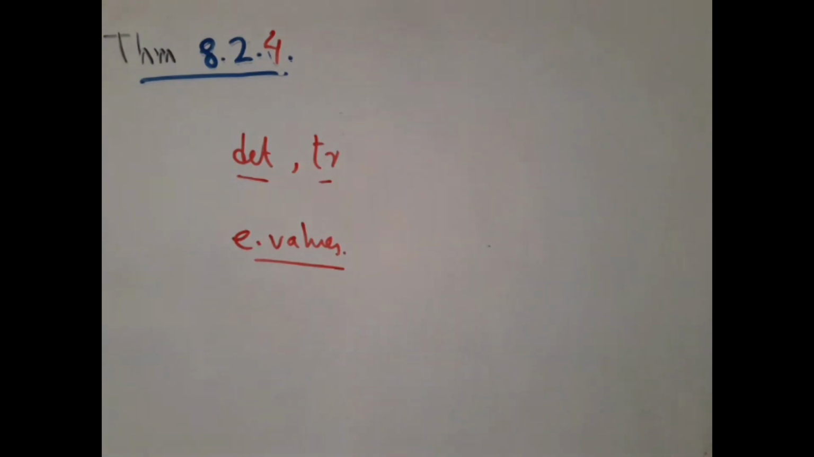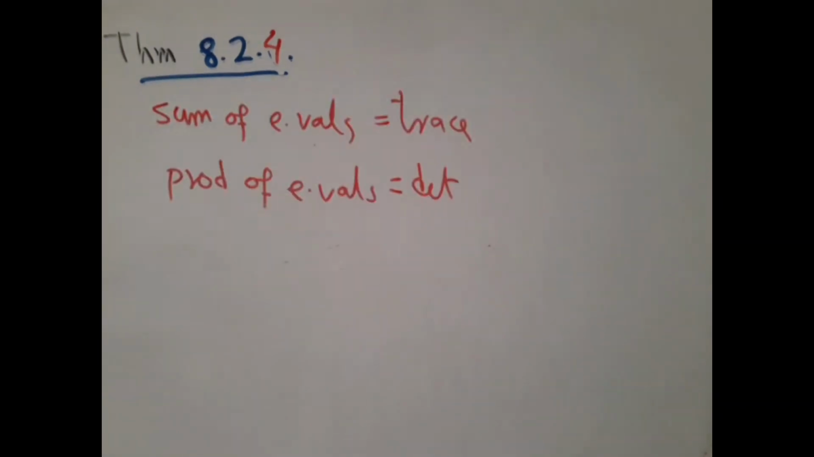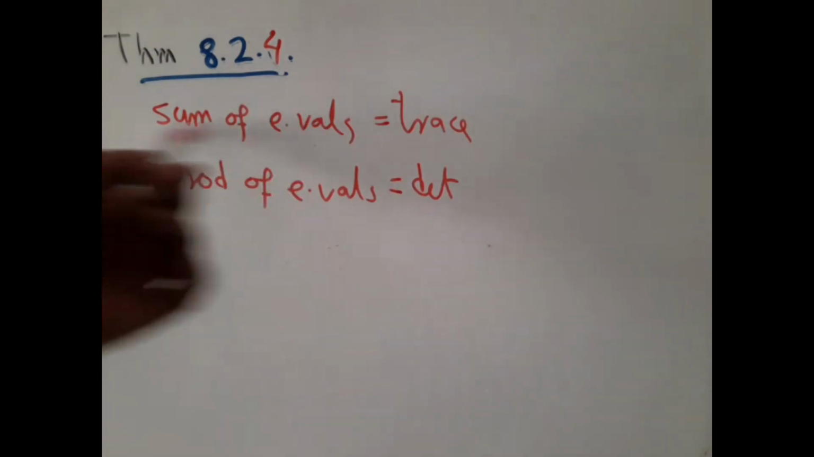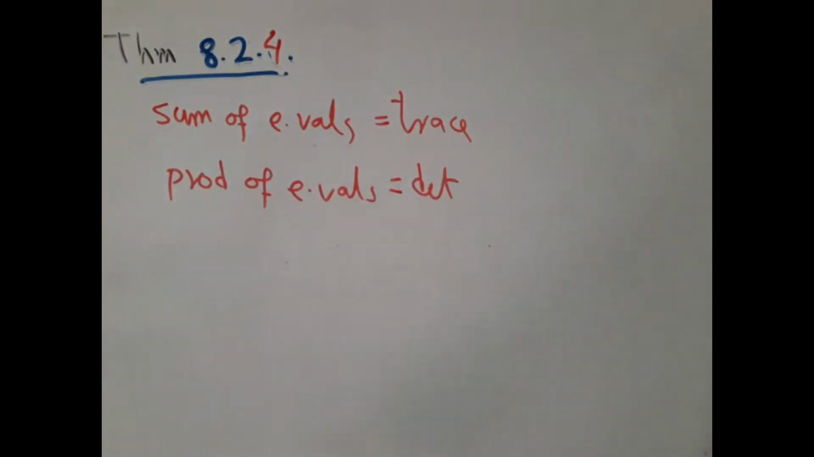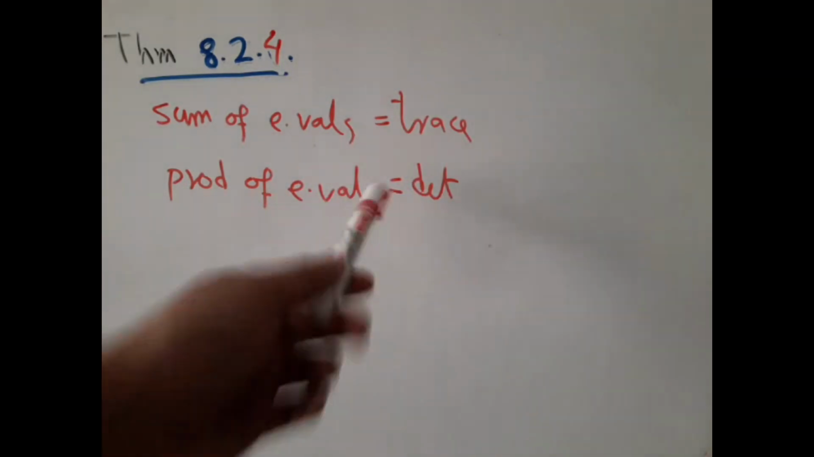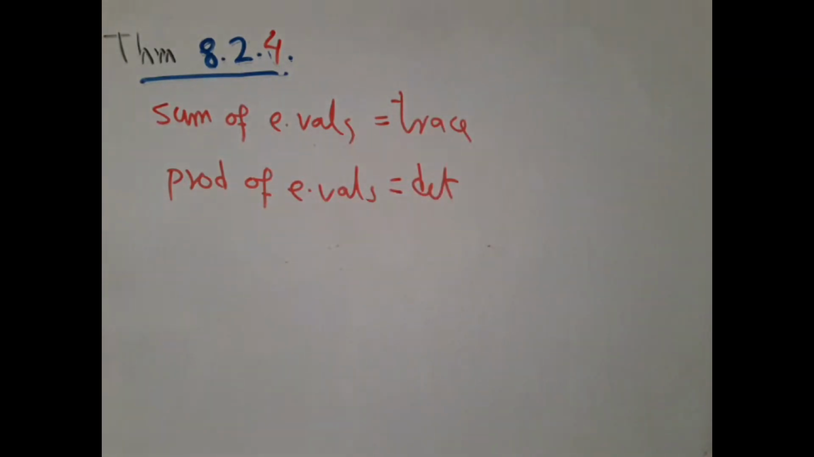And this is given by this particular theorem, which says that the sum of eigenvalues is equal to the trace and the product of eigenvalues is equal to the determinant. So if eigenvalues are preserved, so must be their sum, so the trace is preserved. If eigenvalues are preserved, so must be their product, so the determinant is also preserved.